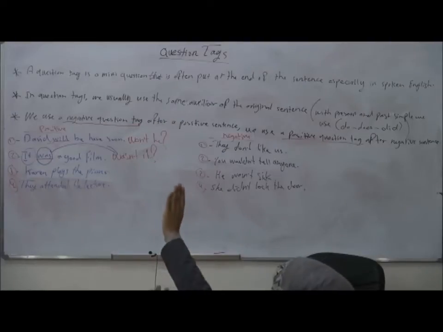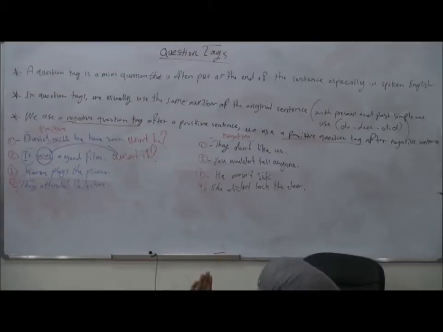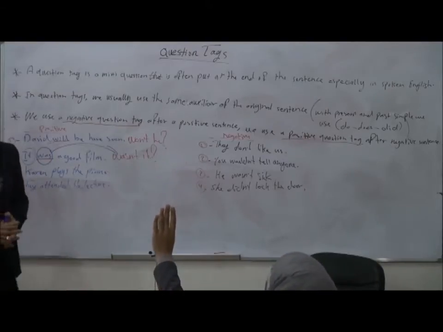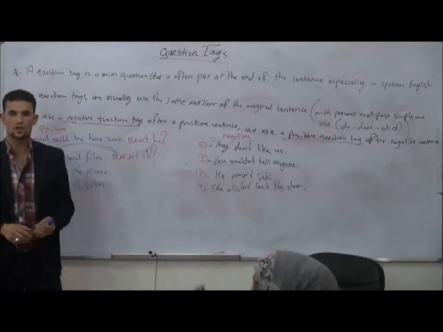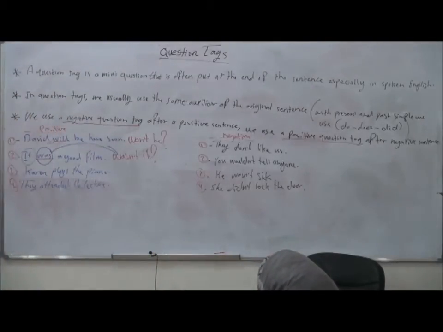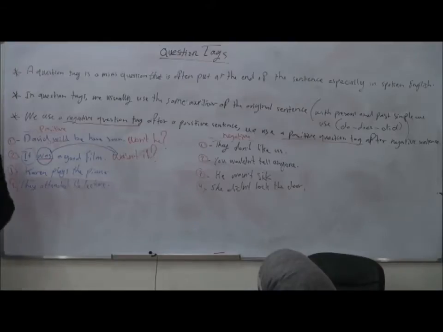Question 3. Look, in questions 3 and 4 we do not have auxiliaries. Right? If we do not have auxiliaries, what do we do? Yes, Rasha? Number 3: Karen plays the piano. Do you have an auxiliary in this sentence? No. So, what is the tense of this sentence? Is it present or past? Yes, it is present.